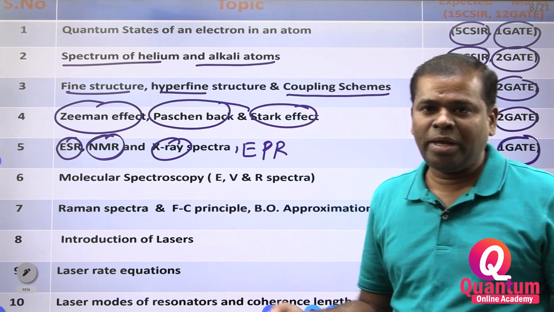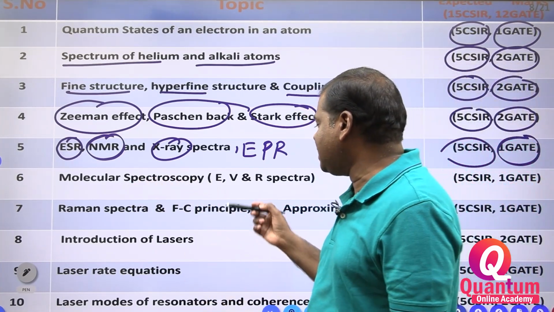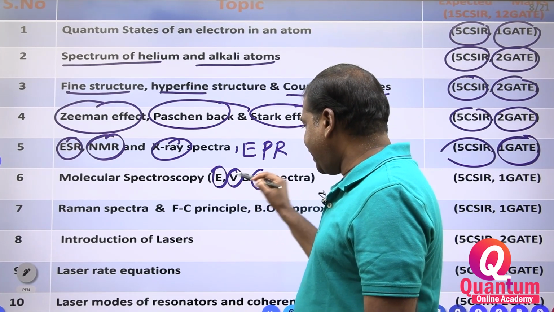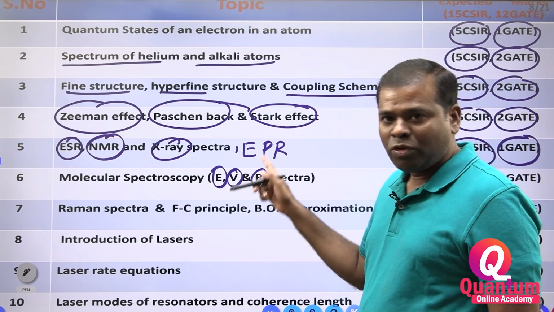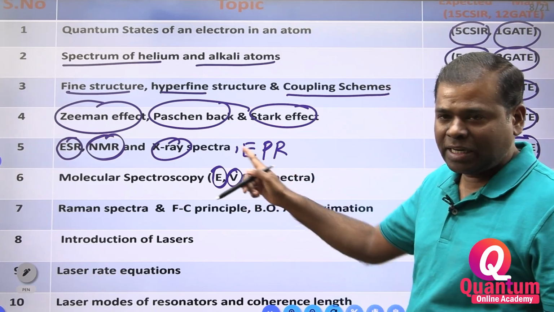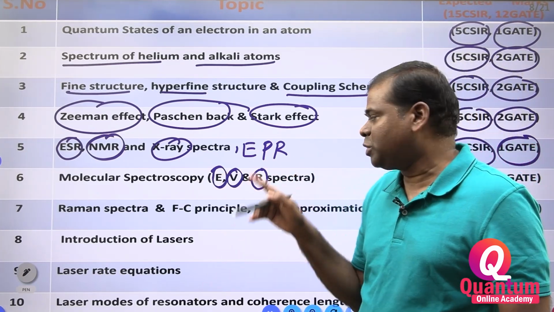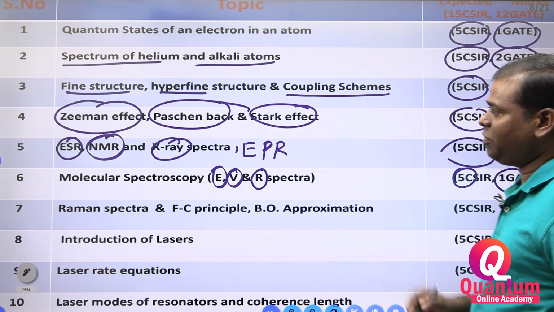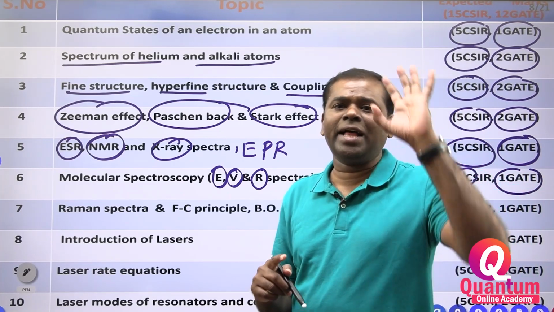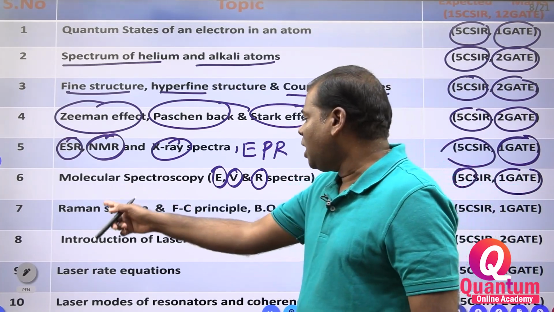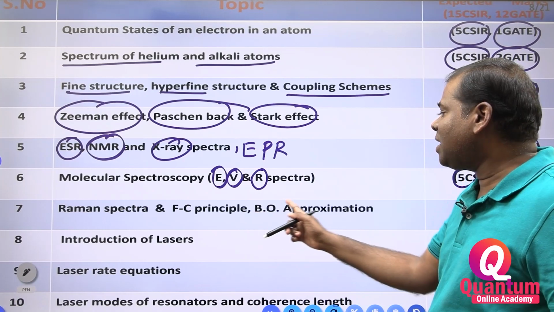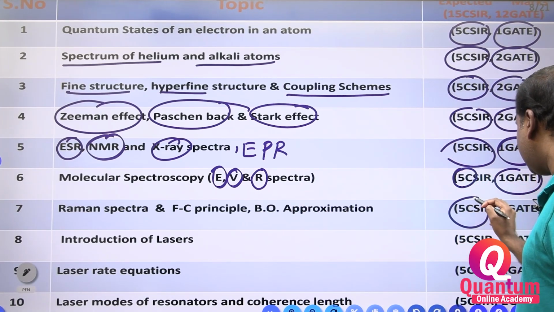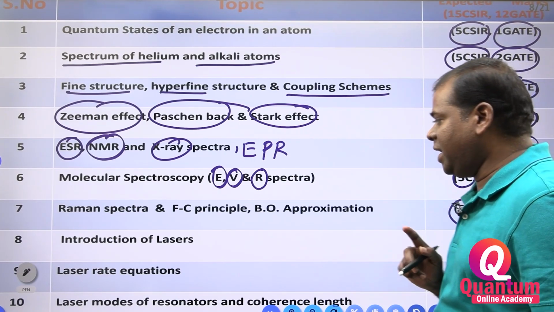Molecular spectroscopy. Molecular spectra are of 3 varieties: electronic spectrum, vibrational spectra, rotational spectra. Any molecular spectra you have to take. You may get 5 marks in CSIR, 1 mark in GATE. Whichever area the question may come from, that is 5 marks only in CSIR. Raman spectrum, Franck-Condon principle, Born-Oppenheimer approximation, that is 5 marks in CSIR, 1 mark in GATE.